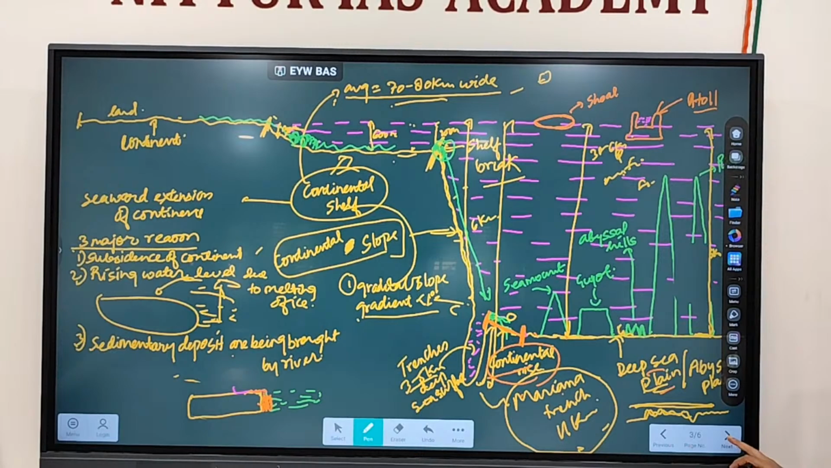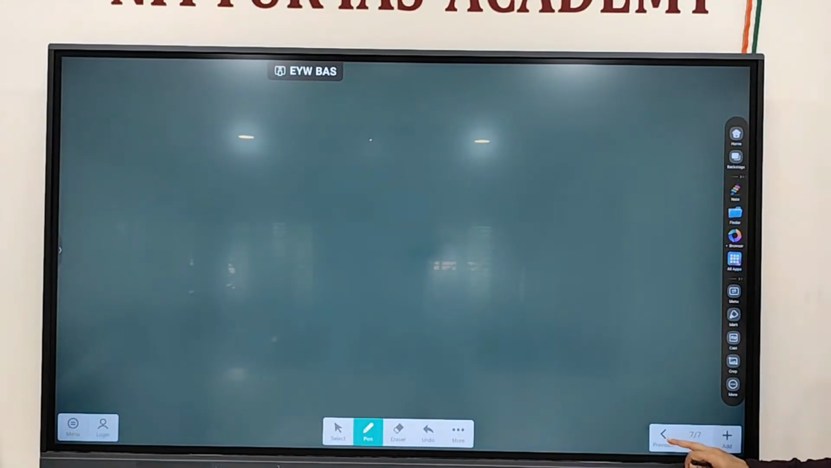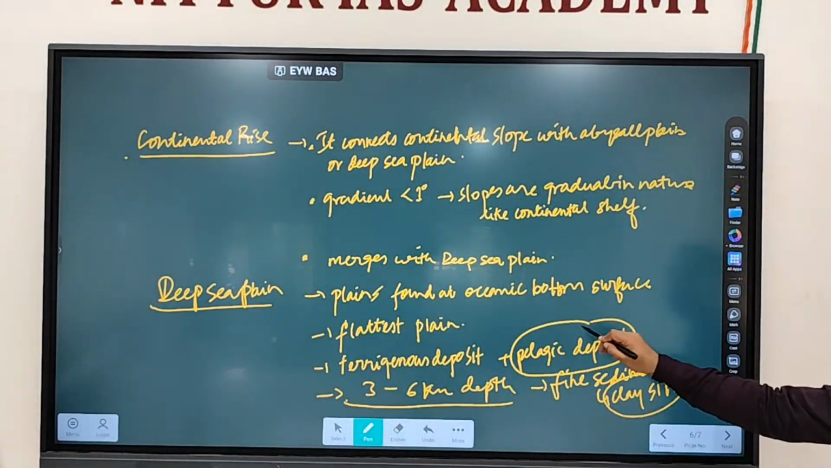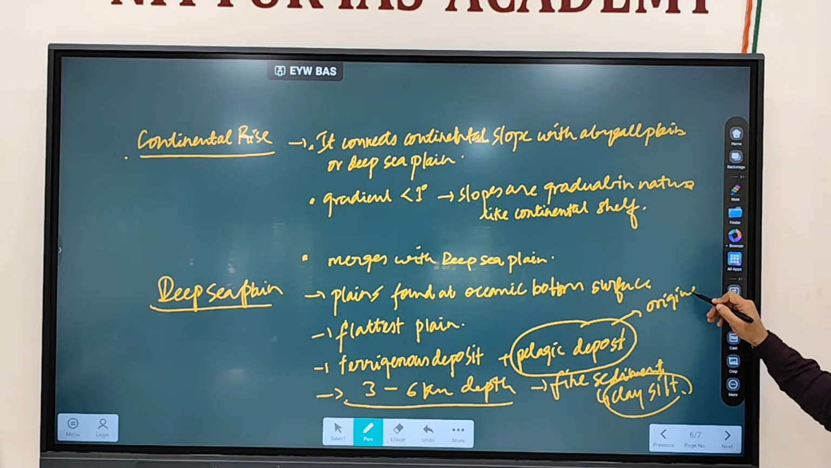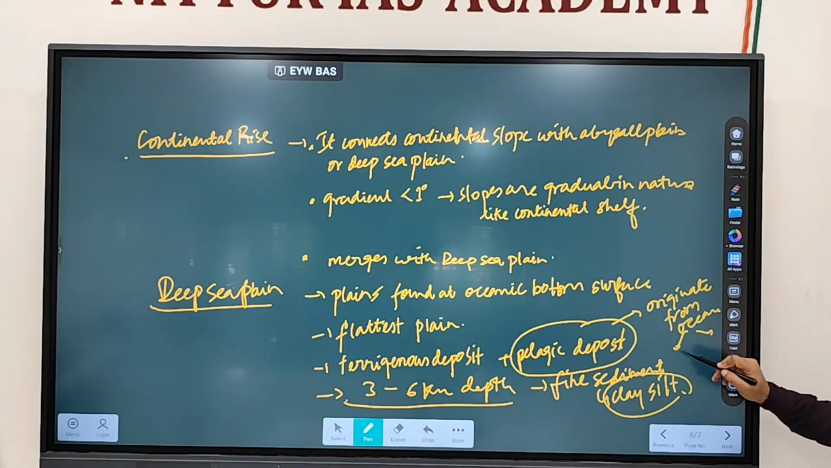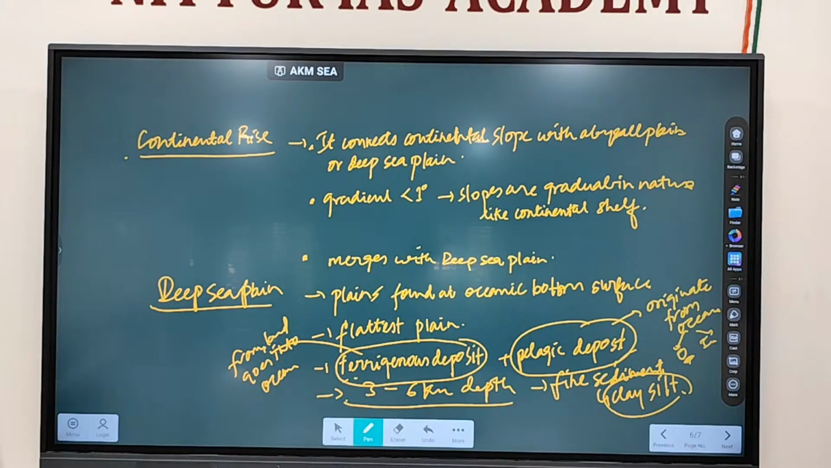So those deposits that originate from the oceans are referred to as what? Are referred to as pelagic deposits. So what is a pelagic deposit? These deposits originate from the oceans. They can be in the form of the ashes and dust coming out of a volcanic eruption, or in the form of skeletons and other things coming from nothing but organisms. Clear?